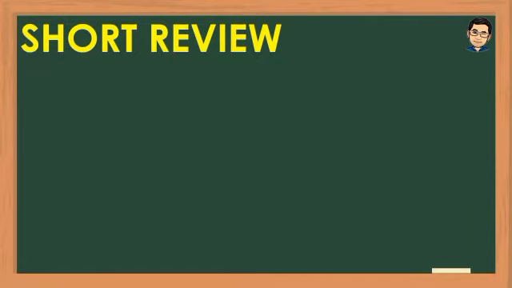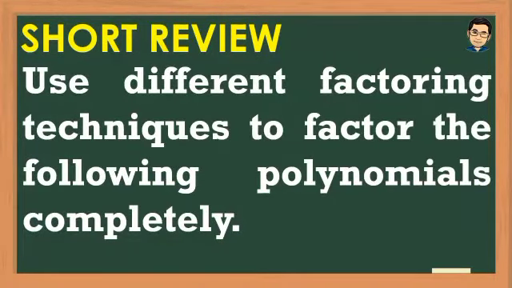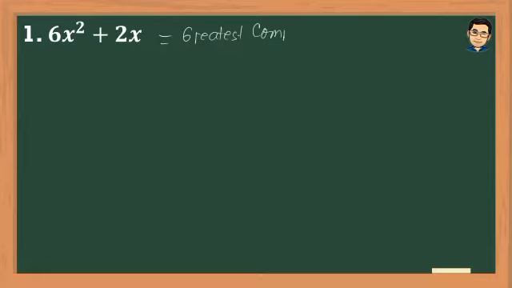So, let's have a short review. Use different factoring techniques to factor the following polynomials completely. So let's have number 1, 6x squared plus 2x. So using greatest common monomial factor. So pag sinabi natin greatest, of course, yung pinaka mataas, na common sa mga terms. So, kung makikita natin, yung 6 and 2, ang GCF po niya is 2. So, greatest common factor.